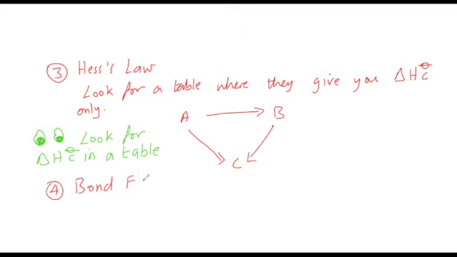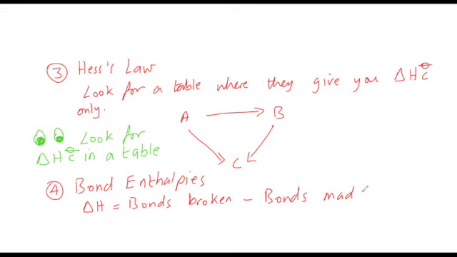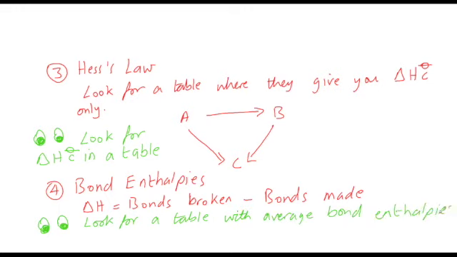Okay, method 4 is bond enthalpies. You are given bond enthalpies, and the method here to work out the enthalpy change is to add up the bonds broken, take away the bonds made, and then you'll get your enthalpy change. What do we look for? Well, we look for a table of some sort with average bond enthalpies. And usually they draw the bond for you as well.